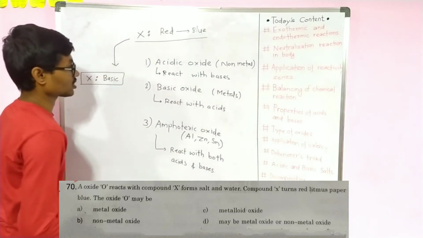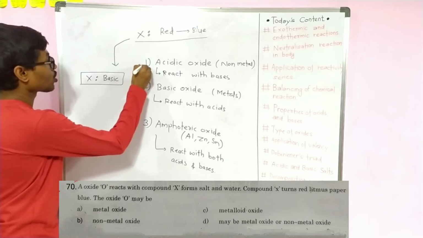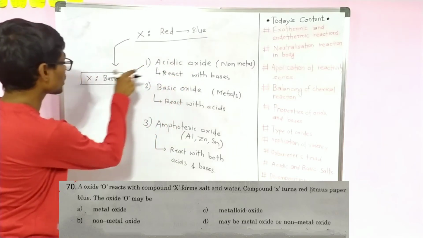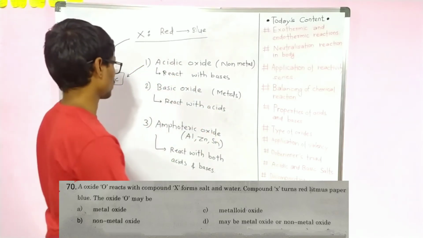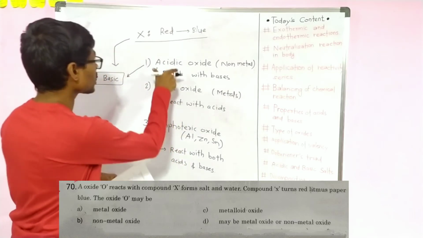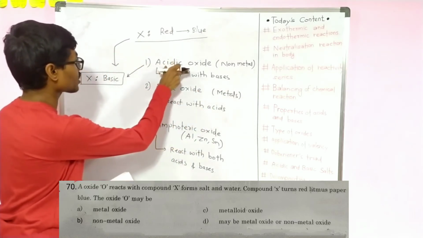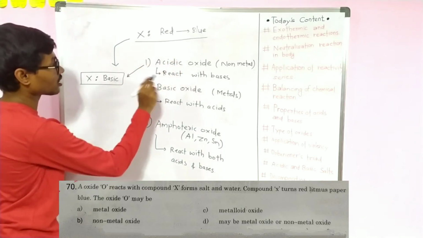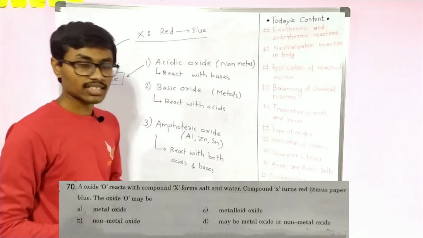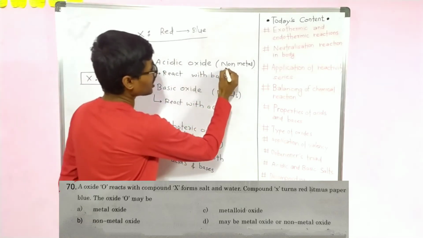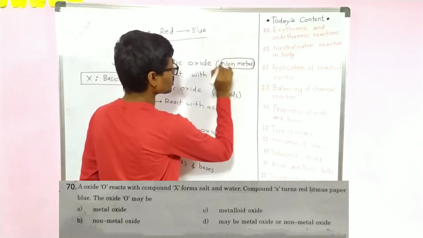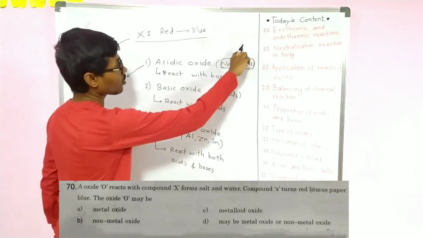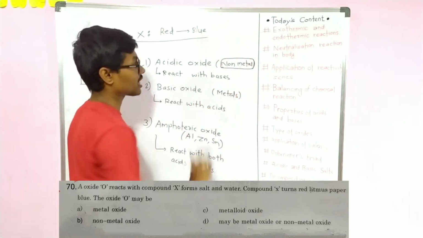Now O reacts with X. If O reacts with X, O should be an acidic oxide. An acidic oxide, when treated with a base, forms a compound. Acidic oxides are those that react with bases. Since X is basic, we can conclude that O is acidic in nature. Acidic in nature means that oxide O is of a non-metal.